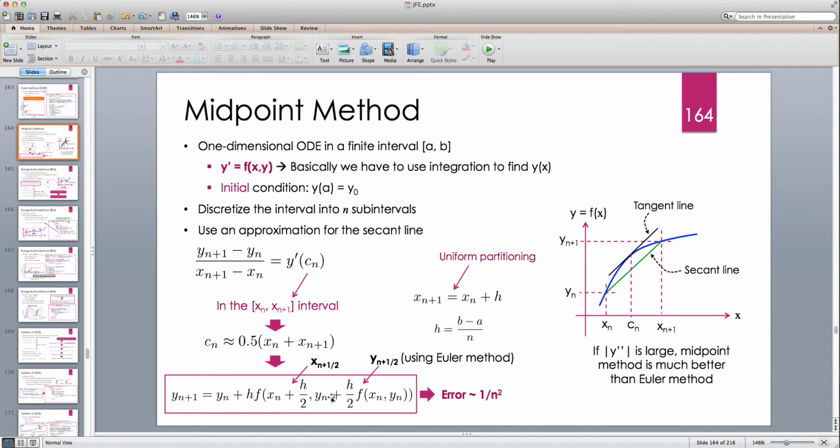But obviously the price that we are paying is evaluating the function f of x and y twice, right? We're evaluating the function twice, and that's the general trade-off for solving differential equations, ordinary differential equations in this case: we are trading accuracy against the number of times we need to evaluate the function.